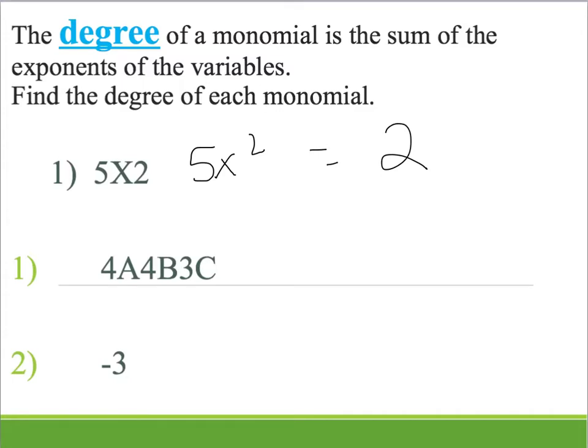Here we have 4a to the 4th, b to the 3rd, c. So this means c to the 1. I'm going to rewrite it over here: 4a to the 4th, b to the 3rd, c, which is c to the 1. So I'm going to add up all of the exponents, 4 plus 3 plus 1, which is 8. So the degree of this monomial is 8. If we look at -3, -3 does not have a variable, so there is no exponent for these variables. So the degree here is 0.